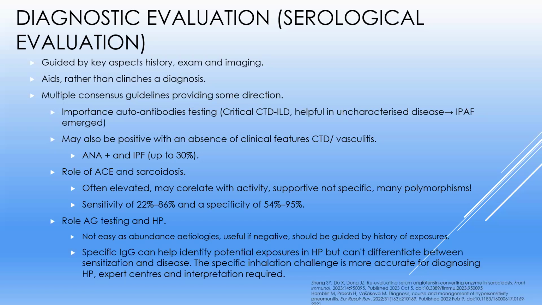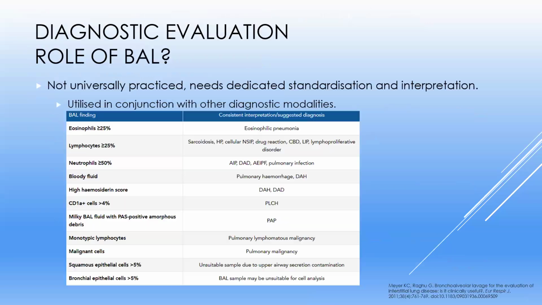There's also the role of antigen testing in HP. This is actually markedly complex. It's not easy, as there's an abundance of etiologies. It's useful if negative, but it should be guided by exposures. Interestingly, diagnosing HP without identifying an antigen actually correlates with adverse outcomes. Some centers actually use inhalational antigen testing, but this requires expert centers and interpretation.